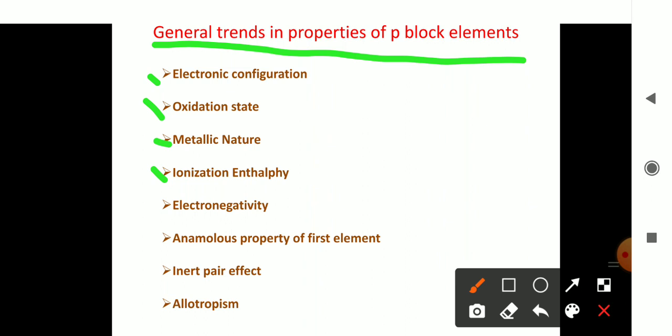In this video, we are going to know what is called electronegativity, its definition, and how it is correlated with the elements of p block. All these things we are going to learn from this video.